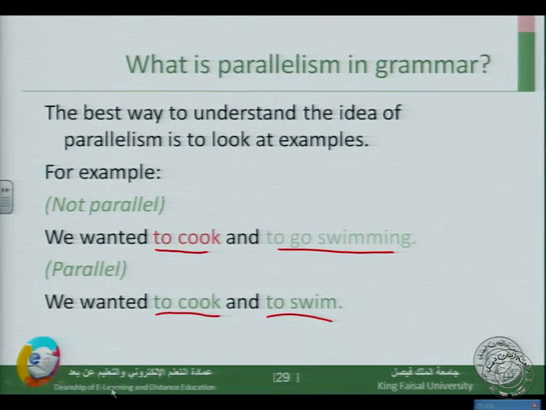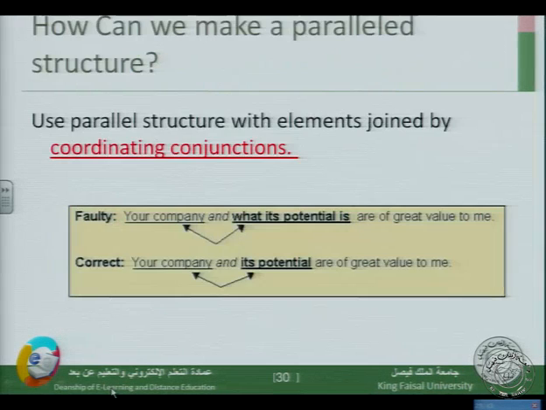أو she wanted cooking and swimming. They should have the same structure. Parallelism means that we should have same structures. How can we make a parallel structure?